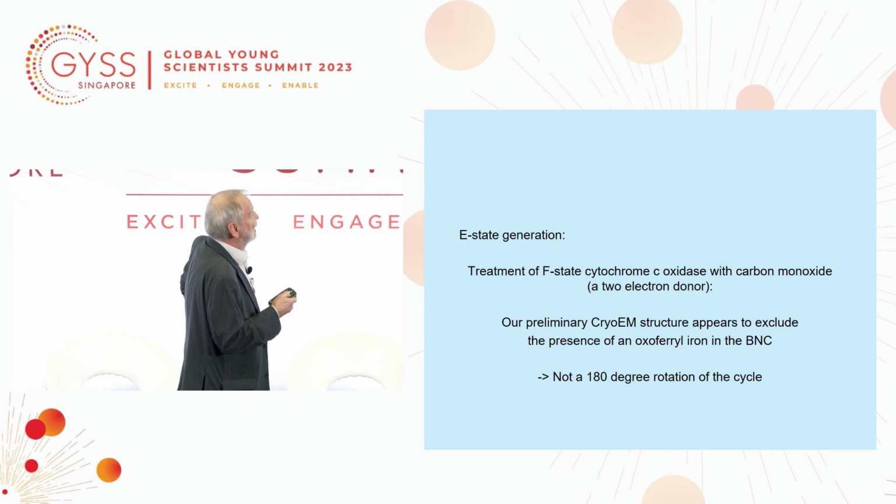So in order to get the E state, we treat the F state cytochrome C oxidase with carbon monoxide. Carbon monoxide is a 2-electron donor. But as I said, our cryo-EM structure appears to exclude the present oxophorite ion in the BNC, the binuclear site center. So it's not a 180 degree of the cycle.